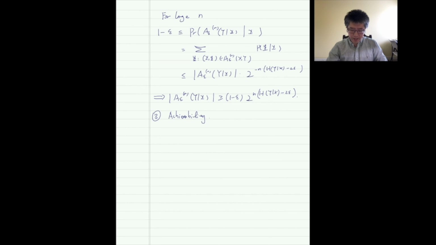Okay, so as we said before, this achievability needs to use a new technique which we have not seen before, right? This is called random binning, which is different compared to the typicality encoding that we have seen before.